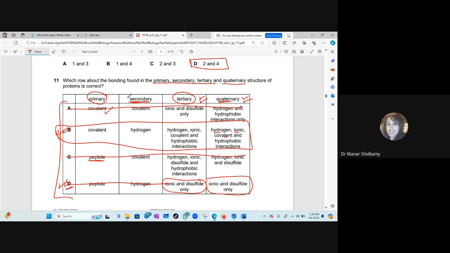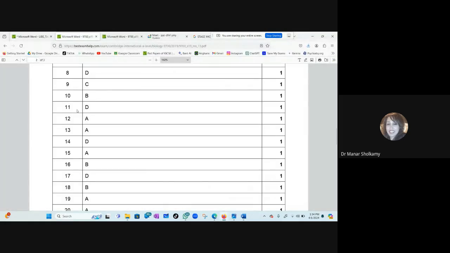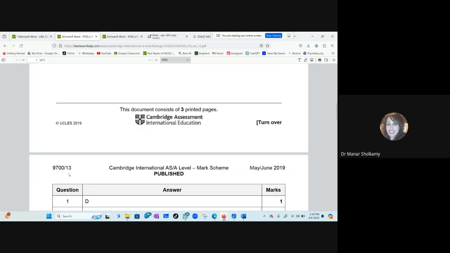Okay? If you want to make sure, let's look at the mark scheme. Where is 11? Is this the correct exam? No, this is June 2019. No, sorry.